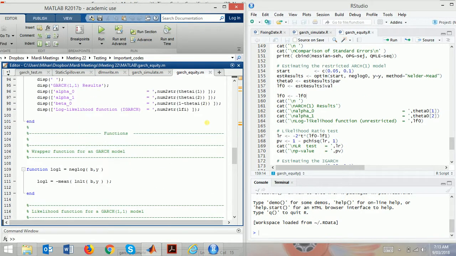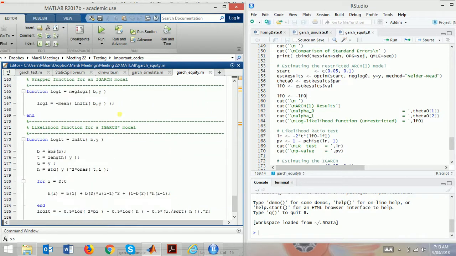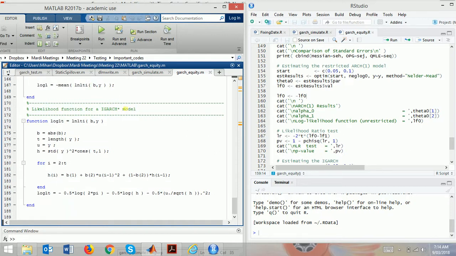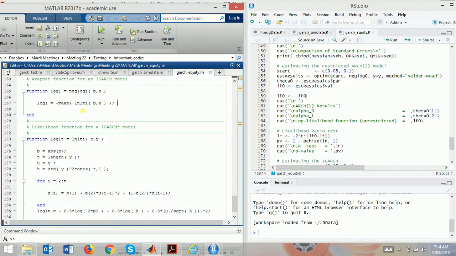We skipped the iGARCH function. So now, as we know, we can do the iGARCH function. Obviously the log likelihood equals the mean of log LTI by. So log LTI by, and the log LT function will return us log LTI. So this is the function neg log I, and it will use log LTI by, which is this function log LT.